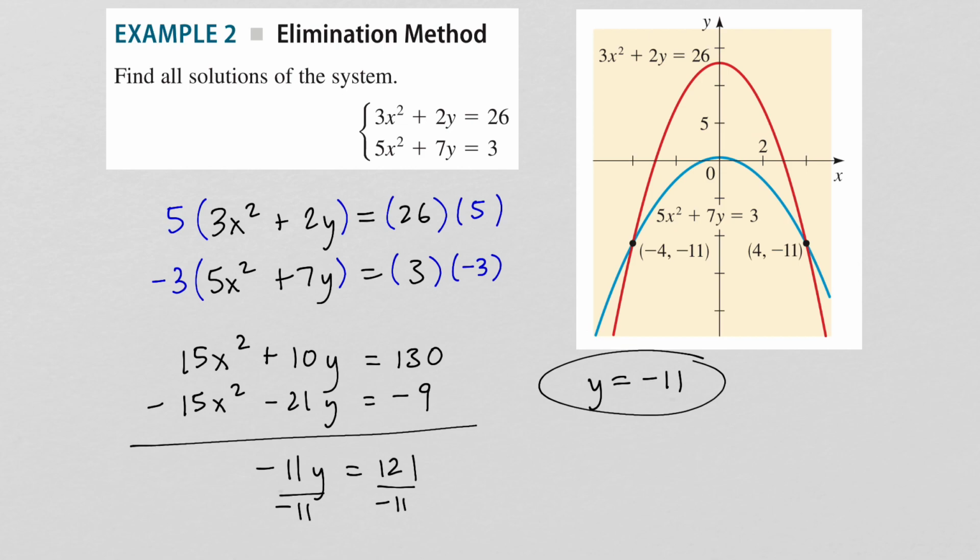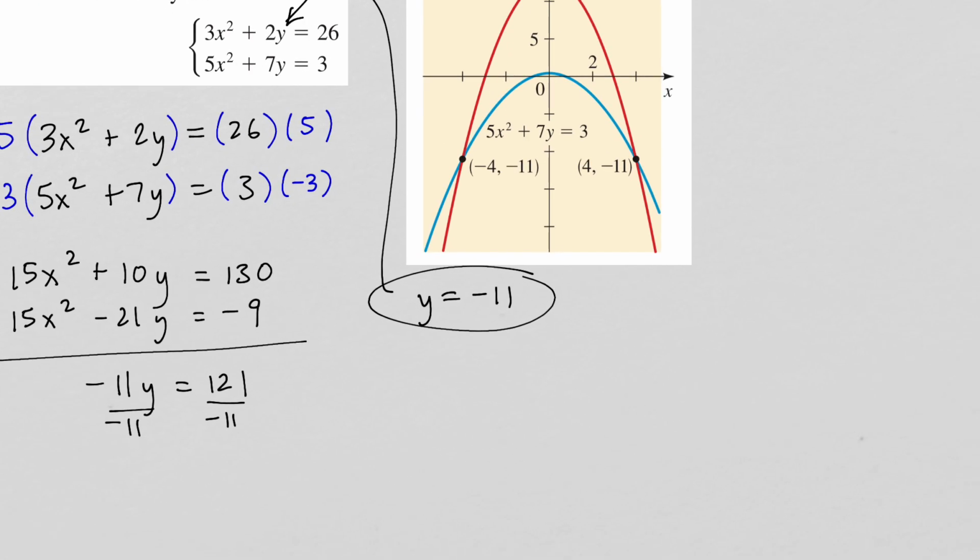Now, once we know y equals negative 11, again, this is not a solution. We have to plug that in and then solve for x. So I'll plug it into the first equation. We get 3x squared plus 2 times negative 11 is 26.